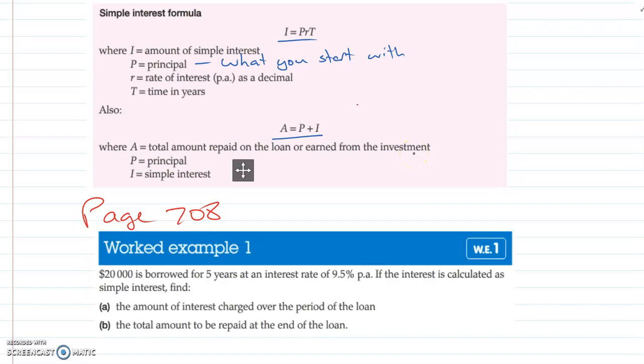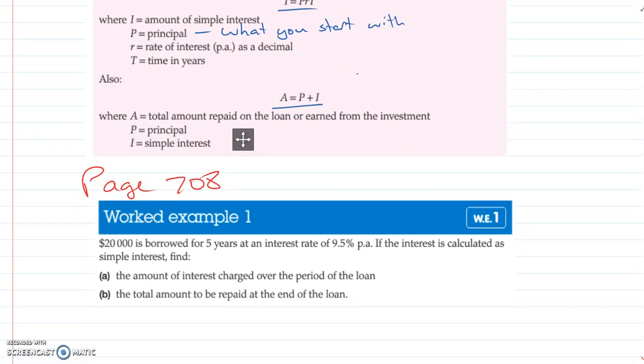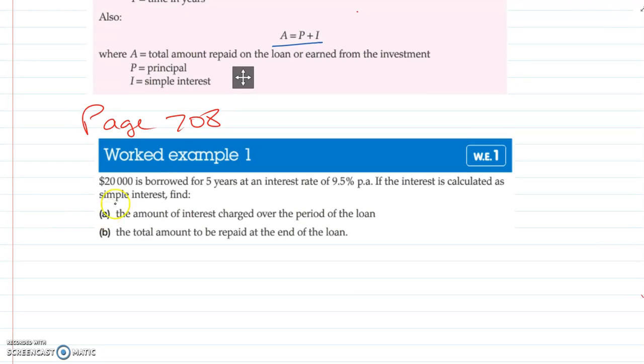So let's use those formulas and look at a simple example. This is from your textbook, page 708, worked example 1. We borrow $20,000 for 5 years at an interest rate of 9.5% per annum. If interest is calculated as simple interest, that means we use those formulas. So we find I, the amount of interest charged.